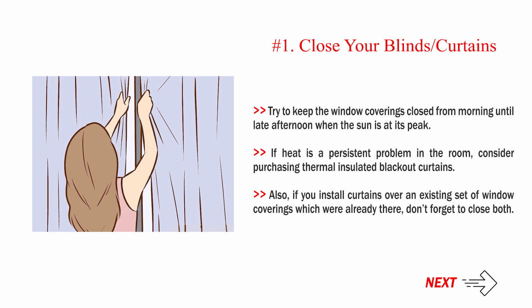If heat is a persistent problem in the room, consider purchasing thermal insulated blackout curtains. Also, if you install curtains over an existing set of window coverings which were already there, don't forget to close both.